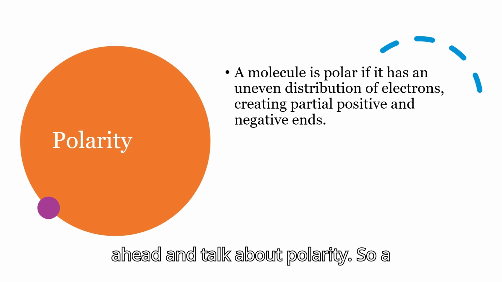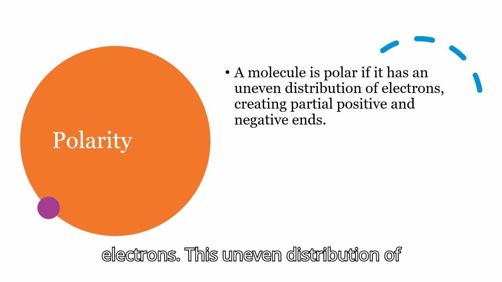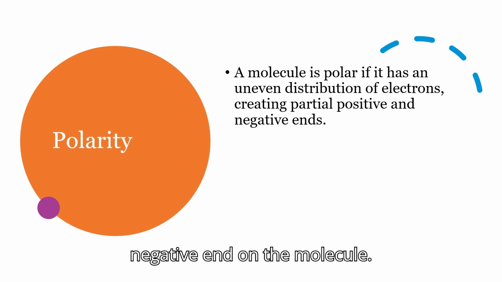Let's go ahead and talk about polarity. A molecule is going to be polar if it has an uneven distribution of electrons. This uneven distribution of electrons creates a partial positive and negative end on the molecule.